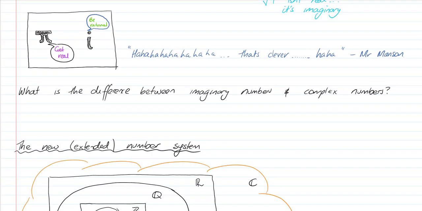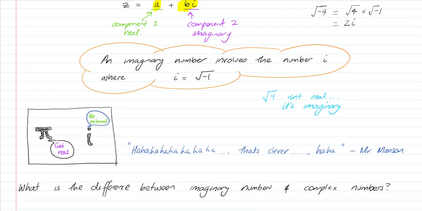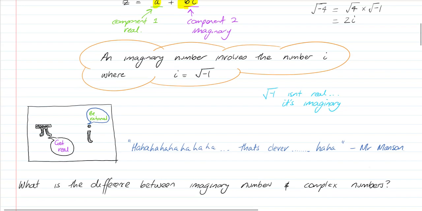So what's the difference between imaginary numbers and complex numbers? Well, it all comes back to this form here. An imaginary number is i, or 7i. A complex number technically has a real and imaginary component. So just keep that in mind. If we're looking at complex numbers, we're considering the real and the imaginary, whereas if we're looking at just imaginary numbers, we're only considering the imaginary part.